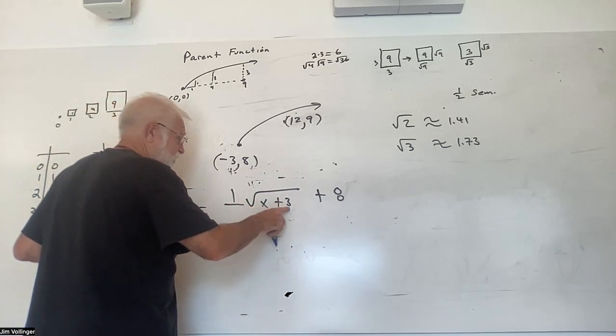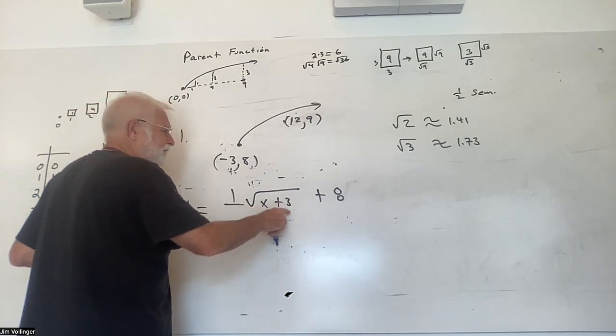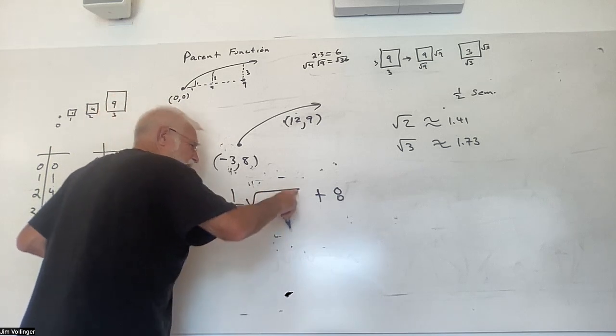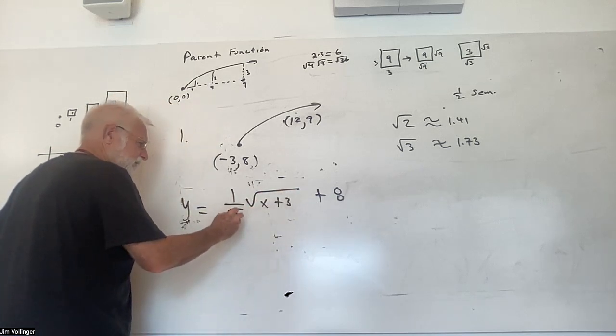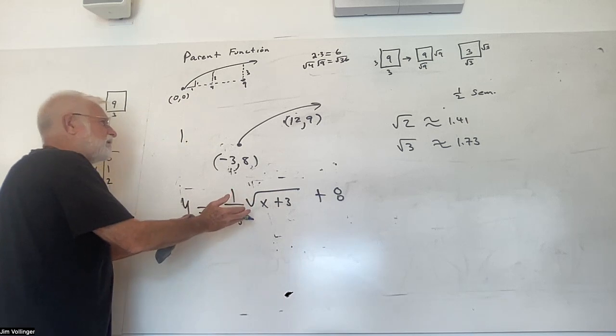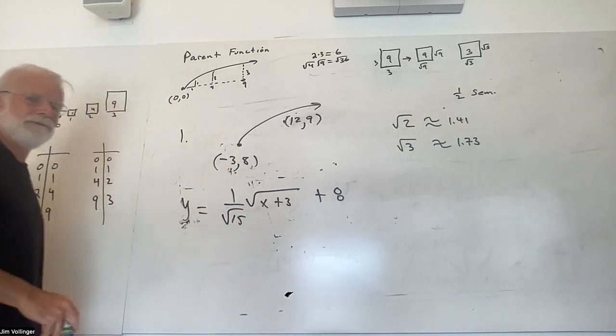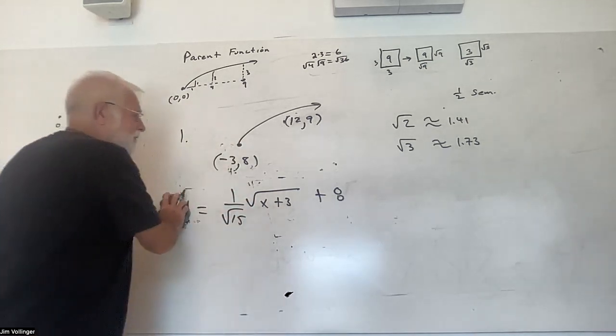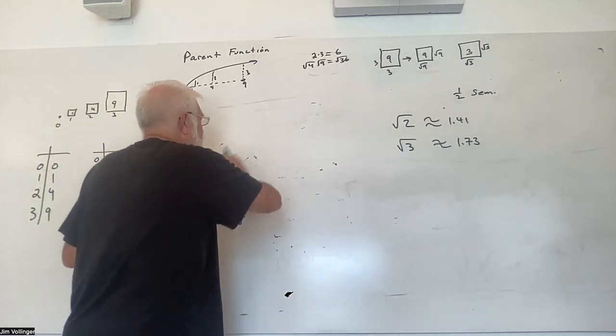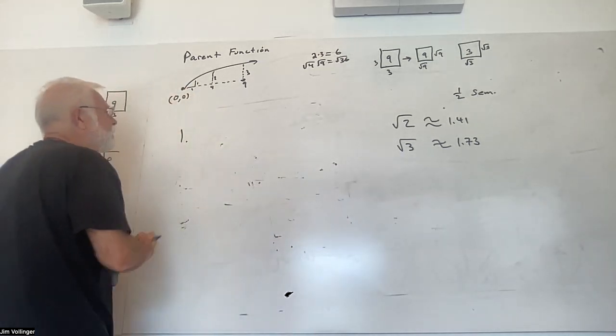A lot of you might still say 15, but no, 15 is the area. It's the square root of 15 that is generated. And if you put that into a calculator, you're going to get that graph. All right, so that's going to be asked on Tuesday. What else is going to be asked on Tuesday?